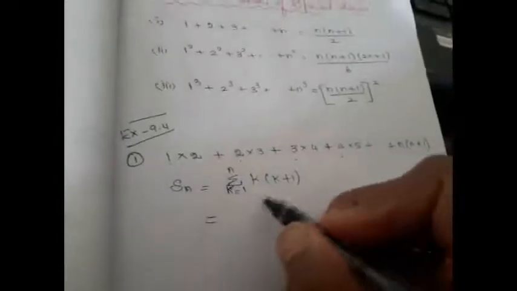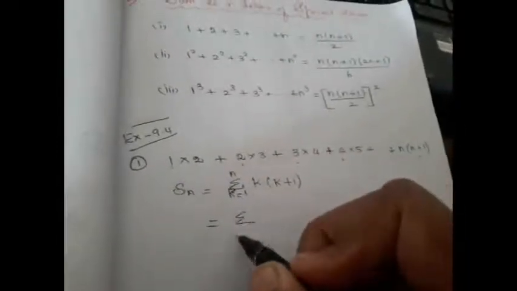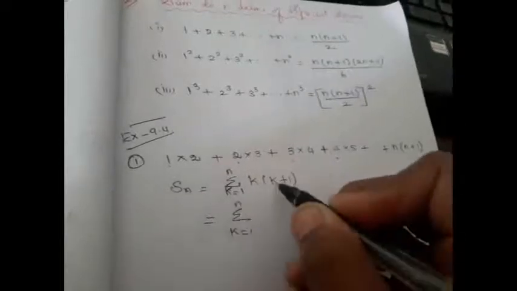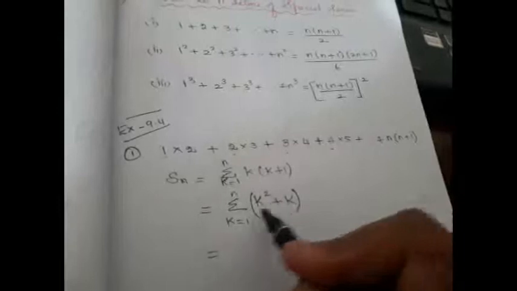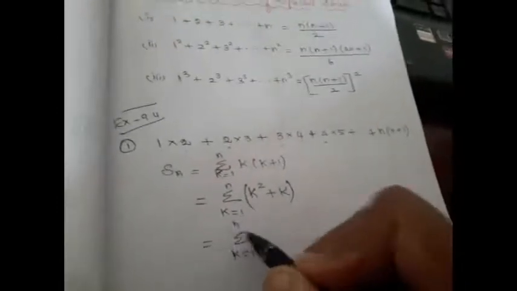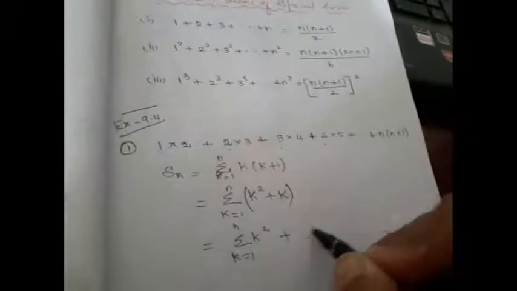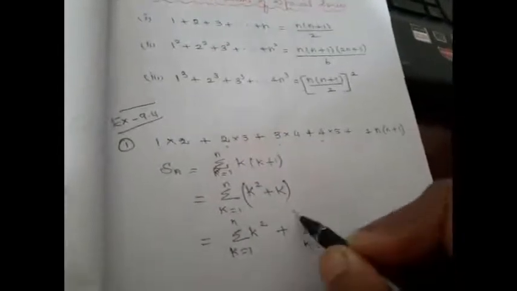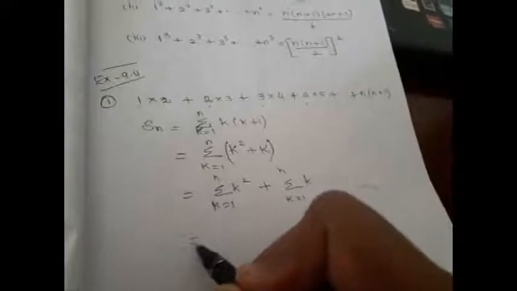Now this can be written as summation k equals 1 to n. If we multiply, what will we get? k square plus k, right? This summation is for both, so we can split it. So this can be written as summation k equals 1 to n of k square plus summation k equals 1 to n of k, right?